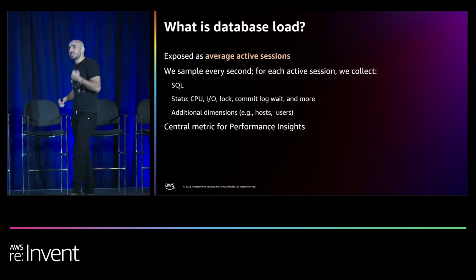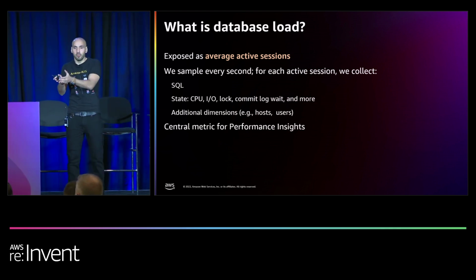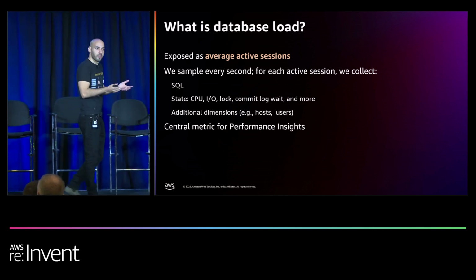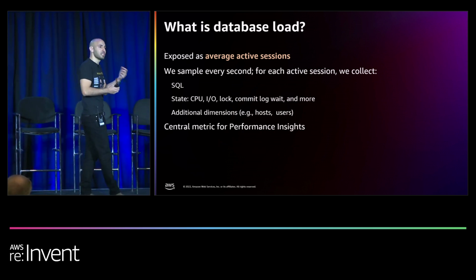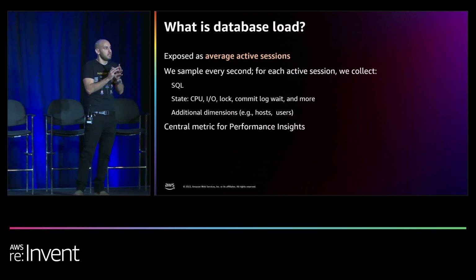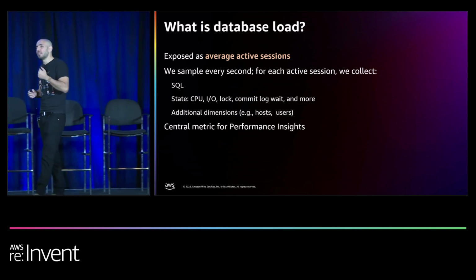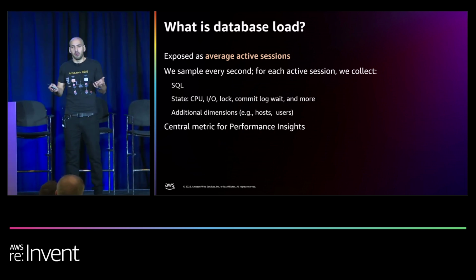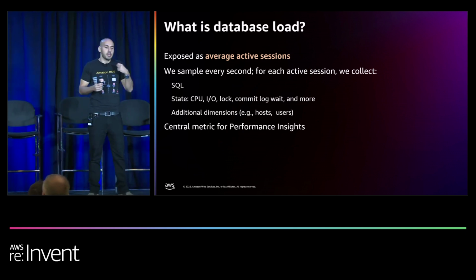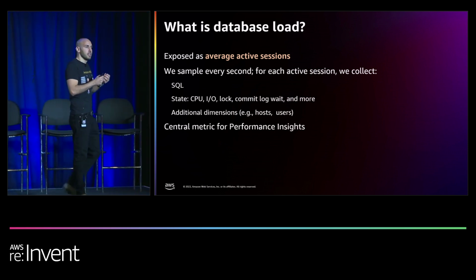And we collect all the associated performance statistics and dimensions. So for example, the SQL that the session is running, dimensions could be things like the application server that is running the SQL, the database name, the database user, the program. So you get very deep visibility into all of those different dimensions. But one of the key dimensions, which we will talk about, is wait events. Wait event is essentially an indication of why the database is waiting.